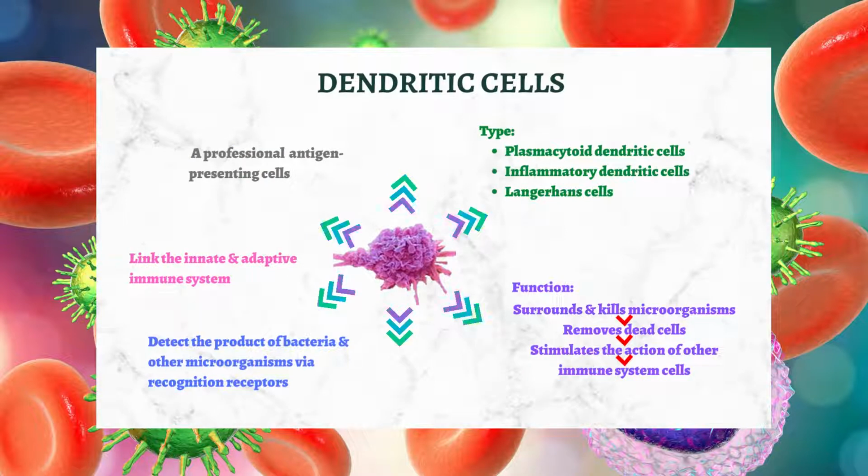Dendritic cells are known as professional antigen-presenting cells. There are four types of dendritic cells, which are plasmacytoid, inflammatory dendritic cells, and also Langerhans cells. They also function like macrophages. They link the innate and adaptive immune system. They also detect the products of bacteria and other microorganisms via recognition receptors.